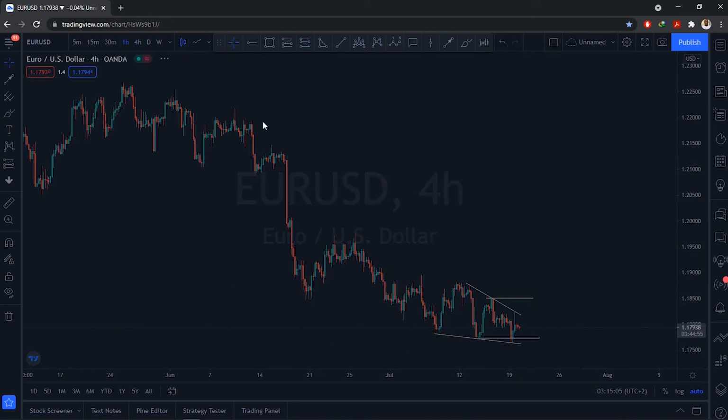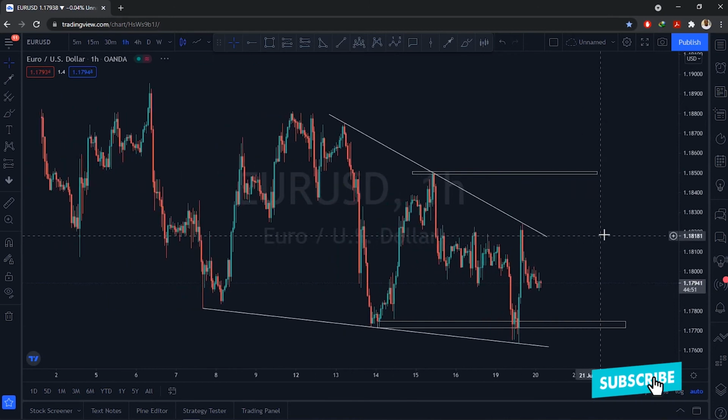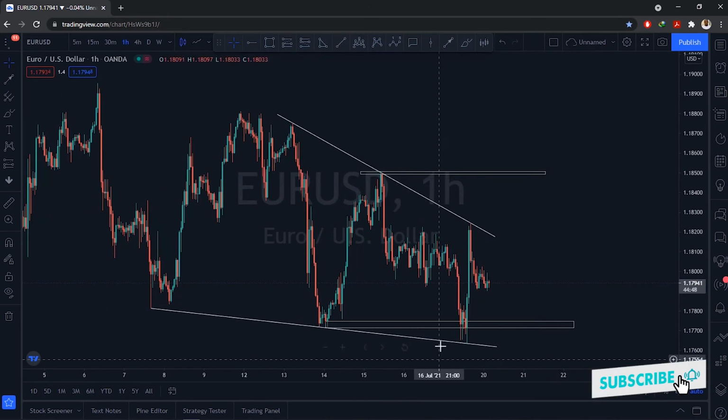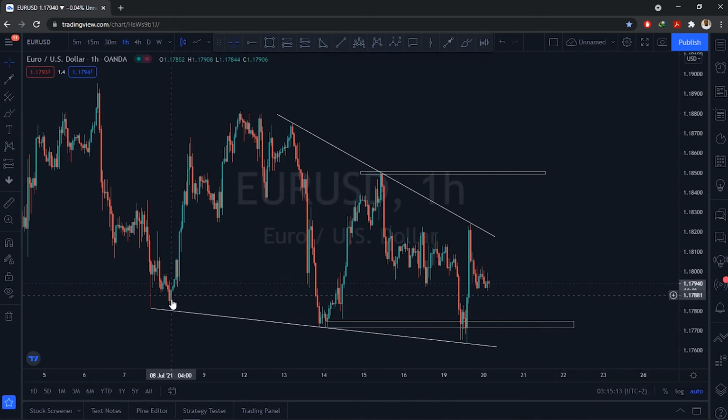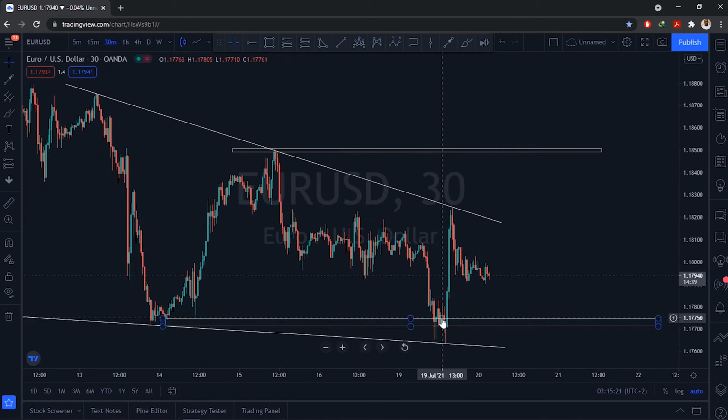on EURUSD. Now if you go to an hour time frame, you can see here that the market made the first touch, the second touch, and then it made the third touch. And after making a third touch, it gave us a confirmation here, that is the morning star confirmation for the reversal. And after it did that, it pushed to the upside.